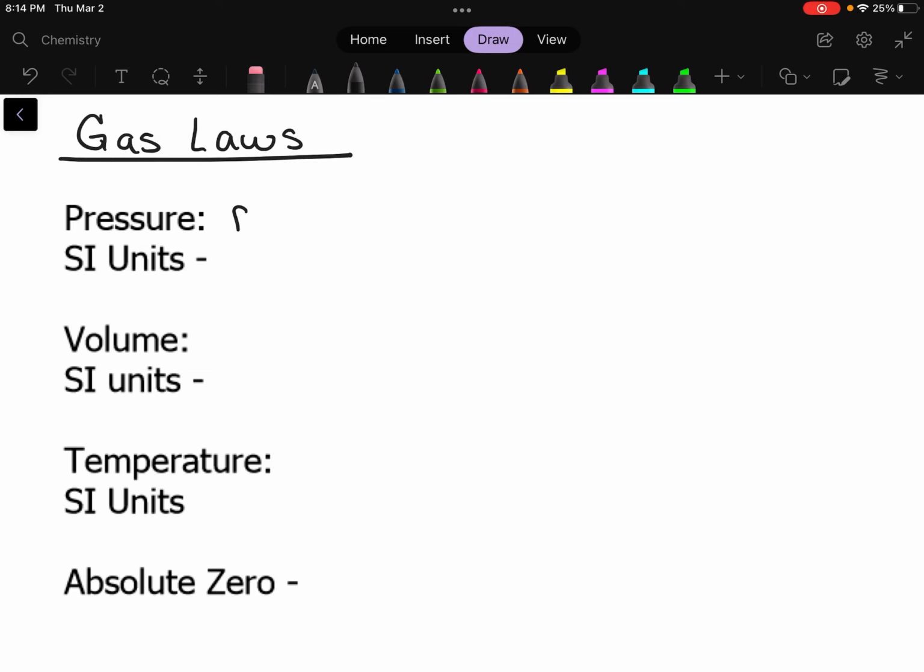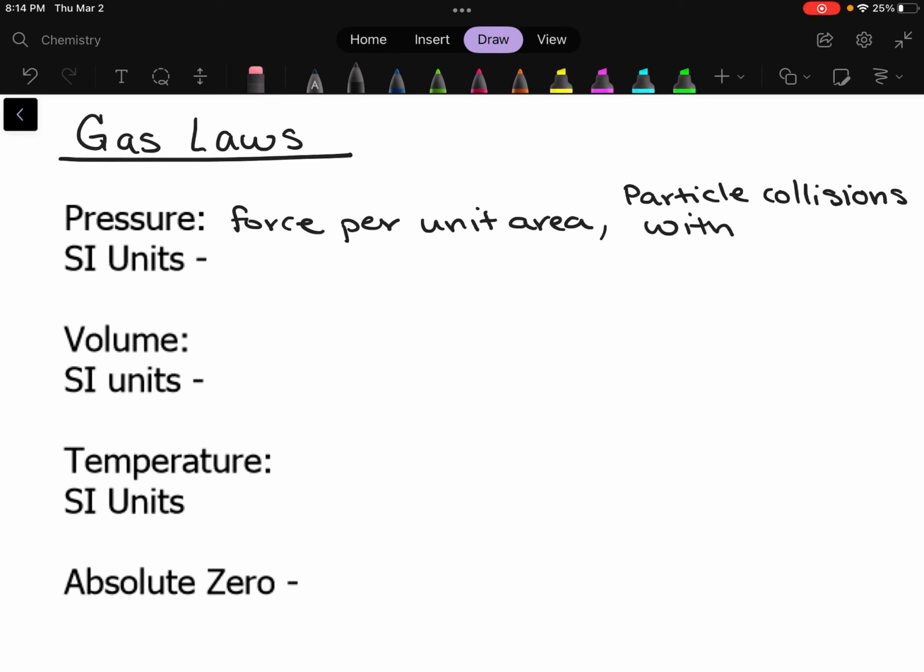So for pressure, we have force per unit area. And that's its technical definition. What that's going to look like in chemistry class is particles colliding, or particle collisions with the container. And y'all have seen that a few times.